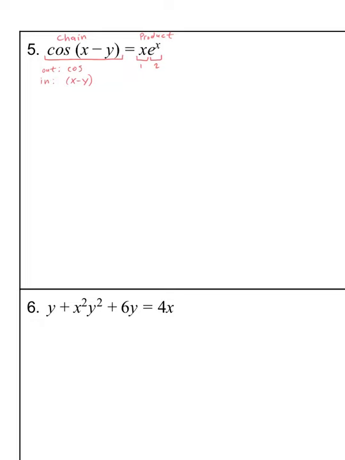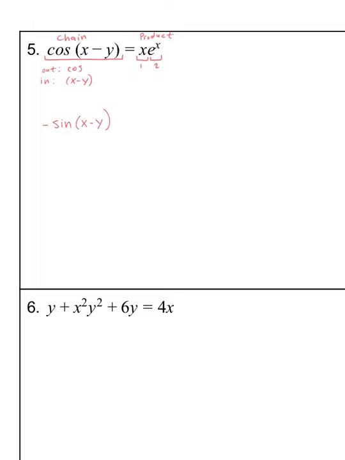Okay, for number 5, we have two terms. The term on the left is a composite function. We're taking the cosine of x minus y. So we will start with the chain rule. The outer function is cosine and the inner function is x minus y. So when we take the derivative of the outer, we have negative sine. The inner as is, x minus y.